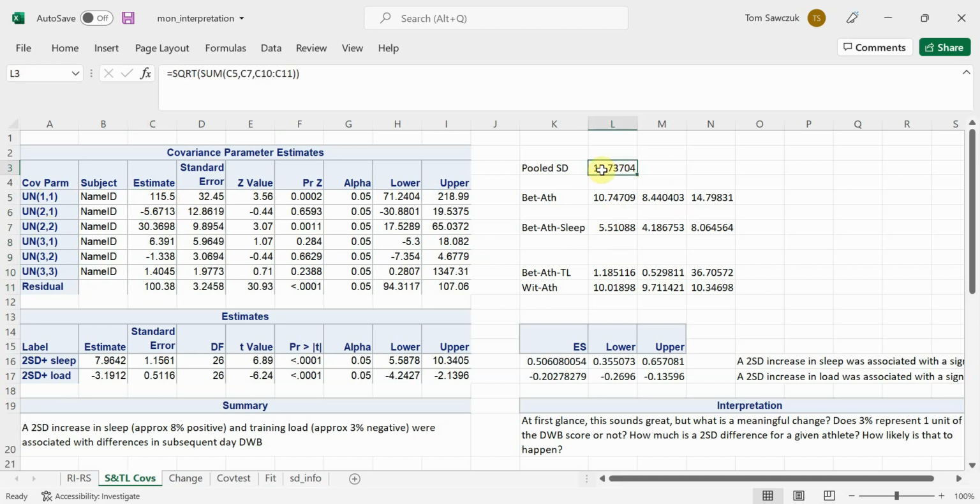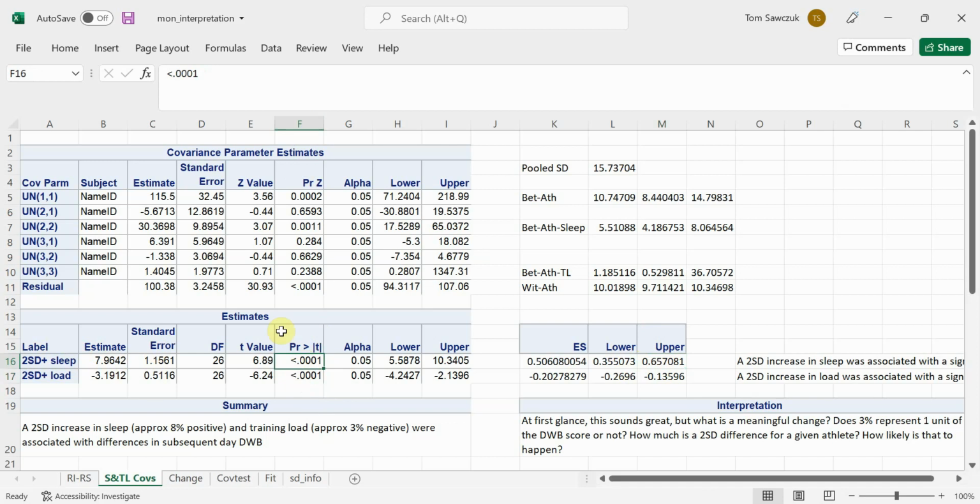And we use this to get our effect sizes. We divide the estimate by that number for both sleep and train load, and then we divide both the lower and the upper estimates by the same pooled standard deviation to get the lower and upper values. And we have our p-values for both covariates in F. And these p-values are for a 1 unit difference, which in this situation is now a 2 standard deviation increase rather than a 1 hour increase.